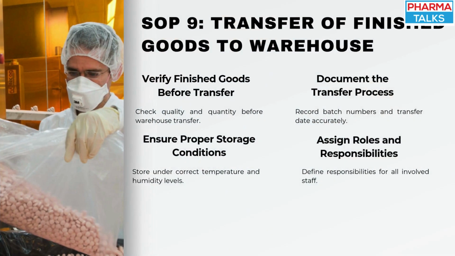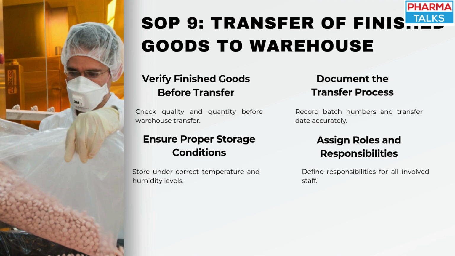SOP number 9 outlines the procedure for transferring finished goods to the warehouse. This is important to ensure the proper handling, storage, and accountability of finished products. The SOP includes steps for verifying the quality and quantity of goods before transfer, documenting the transfer, and ensuring proper storage conditions in the warehouse.